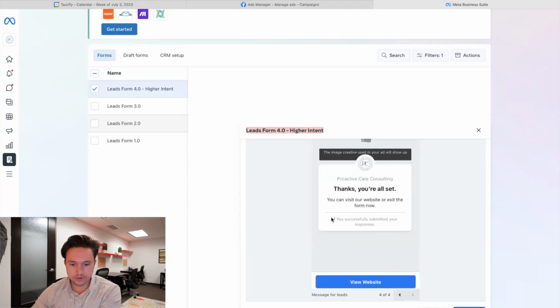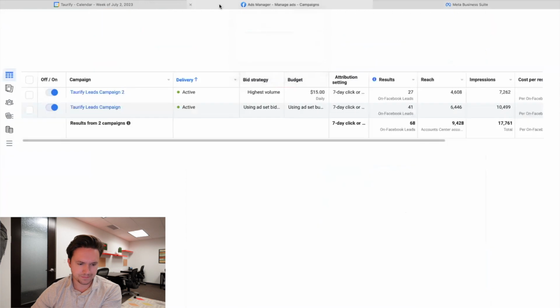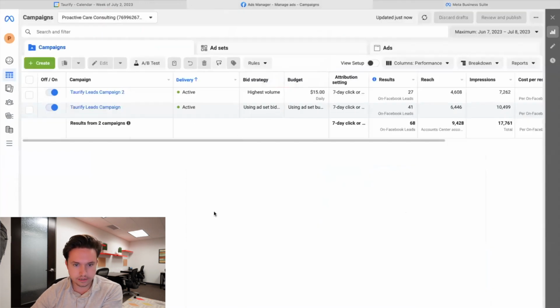And then the form goes to a thank you screen, and there's an option to go look at their website. Their website is very nice, so that can maybe give the consumer a little bit more comfort. Anyways, back to the ads themselves.